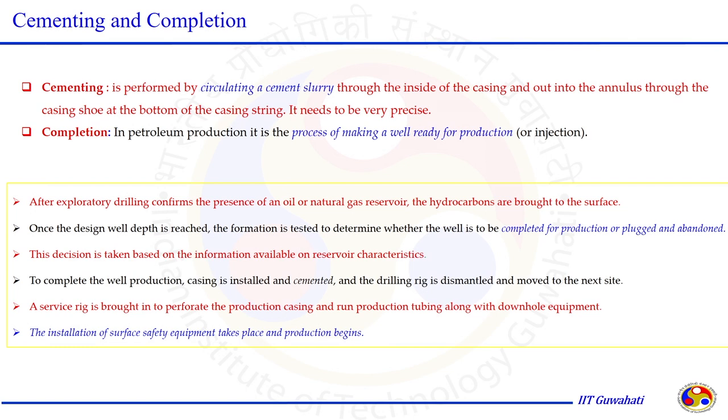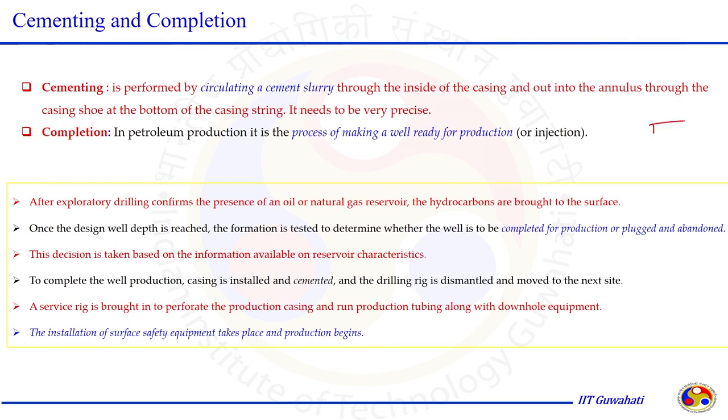Cementing and completion, this is towards the end of the process. Actually, cementing is done for the casing purpose in the initial time also. So the cementing is performed by circulating cement slurry through the inside of the casing and out into the annulus through the casing. At the bottom of the casing string, it needs to be very precise: the setting time and the composition of the cement slurry, so it is not blocking the inner section of the casing.